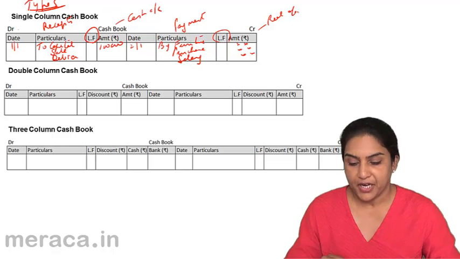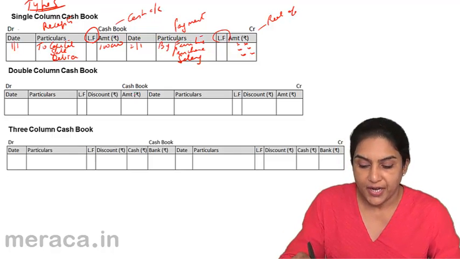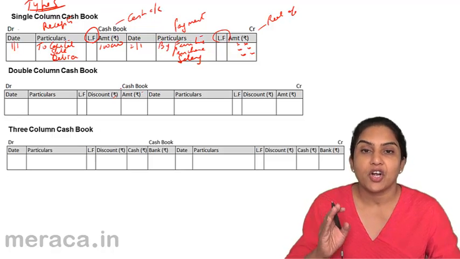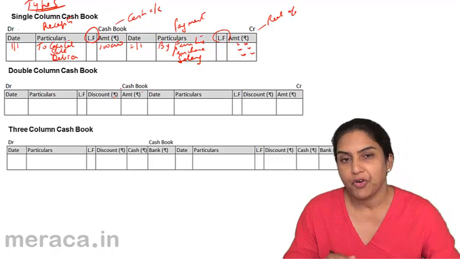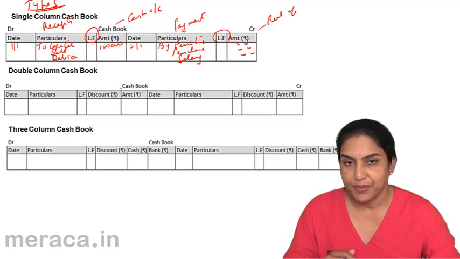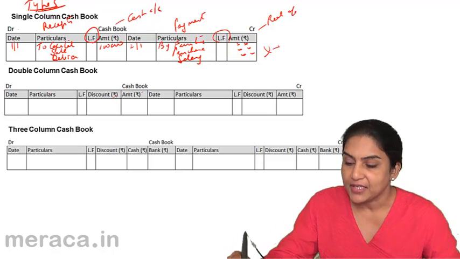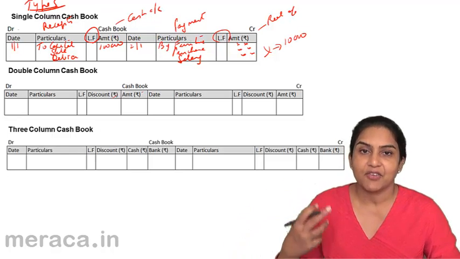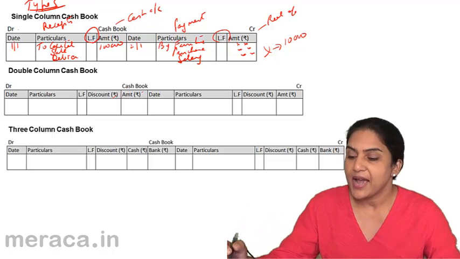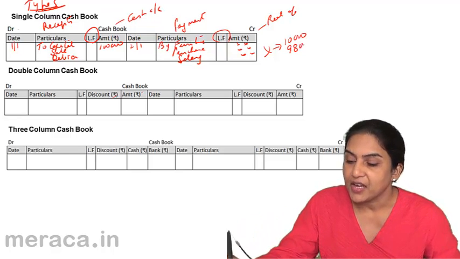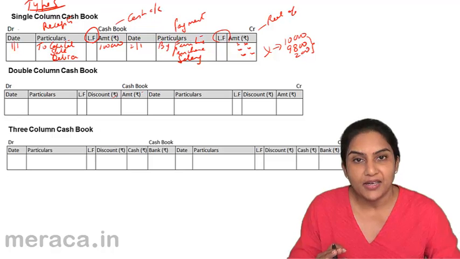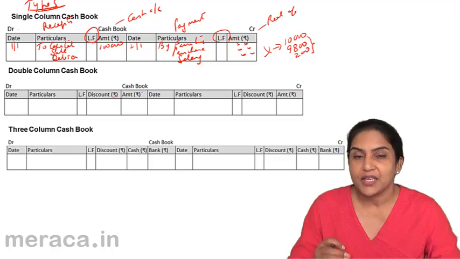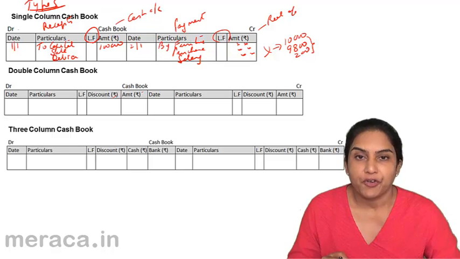Besides a single column cash book, we could have a double column cash book, which would have not only a cash account but also a column for discount. Let us take an example. Let us say Mr. X owes us 10,000 rupees. So X is a debtor. There's a receivable from X for 10,000 rupees, and let us say he gives us 9,800 and 200 is nothing but discount. So 9,800 is received by us in full settlement for an amount of 10,000.